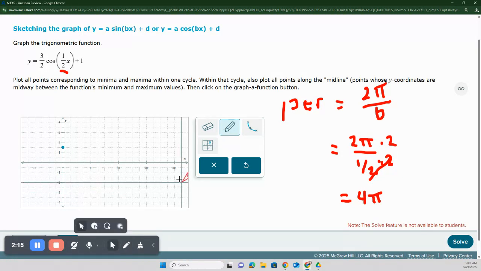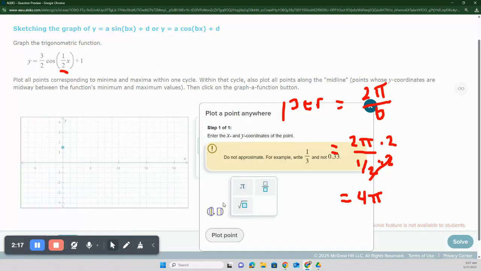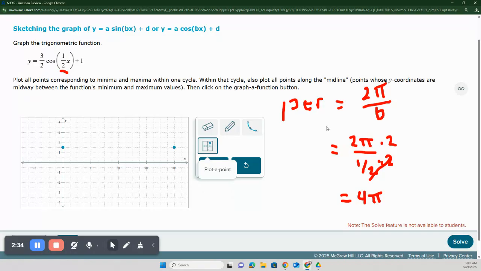So I'm going to go here to plot a point. I'm going to type in 4 pi. And for the y value, again, the ending point has to be the same as the starting point's y value. The starting point had a y value of 3/2. My ending point has to have a value of 3/2. Now, if you're graphing sine, that's going to have an ending point of 0, right? You're going to start at midline. You're going to end at midline. All right. Now I need the points in between.